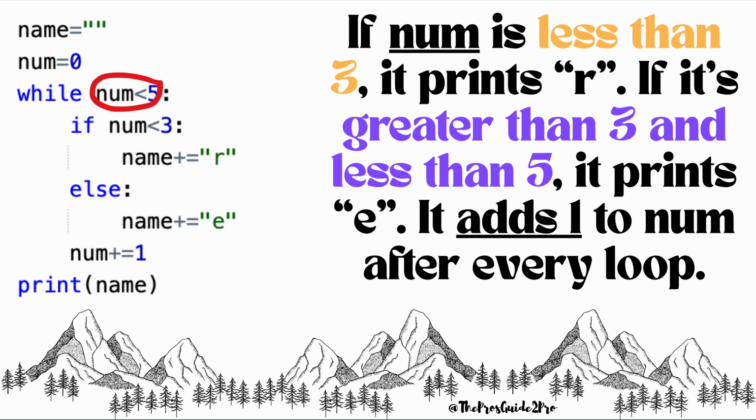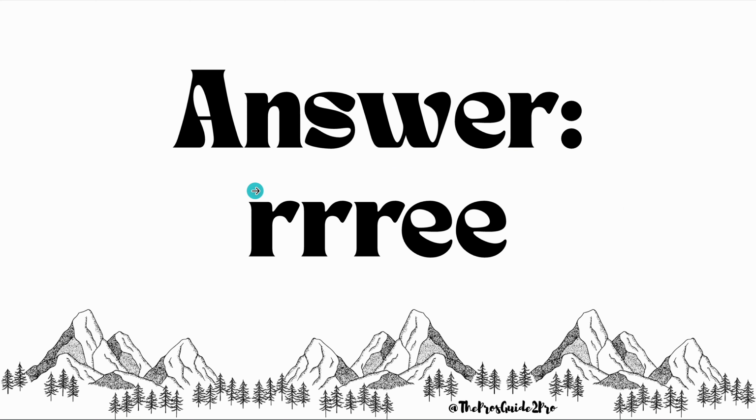Num plus 1 equals 3. So 3 is less than 5 but is not less than 3, so we'll print E. Num becomes 4. 4 is less than 5 but not less than 3, so we'll print E again. Num becomes 5. 5 is not less than 5, so we'll print out name. Our final answer is R, R, R, E, E.